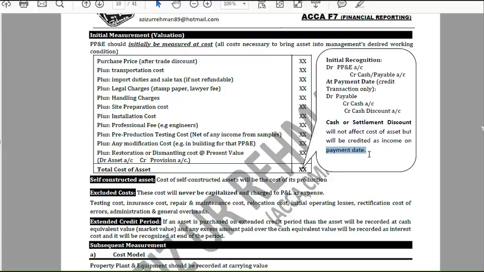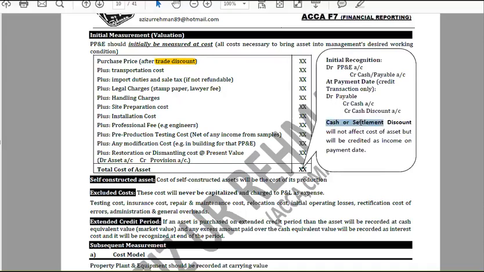So as you all know, there are two types of discounts. One is trade discount. Trade discount is the discount given at the time of the purchase. It is also called bargain discount. So the discount given at the time of the purchase is called trade discount. And the other type of discount is cash or settlement discount. This discount will not be deducted from the cost of the asset. Only trade discount will be deducted from the cost of the asset.